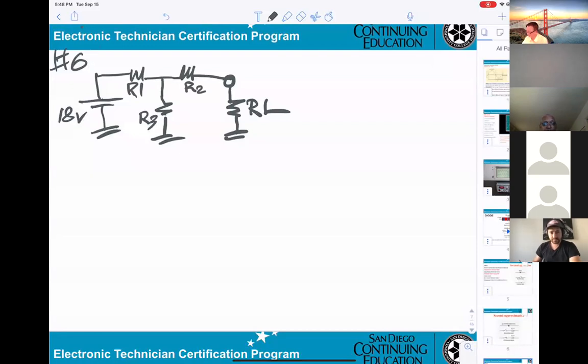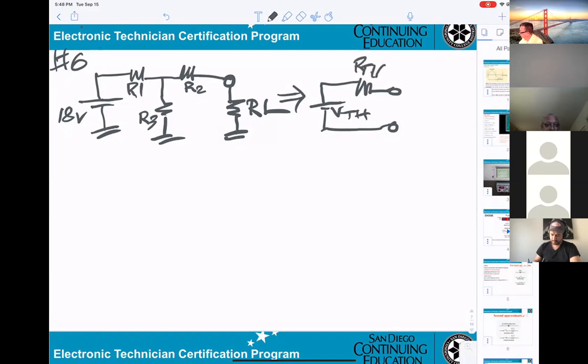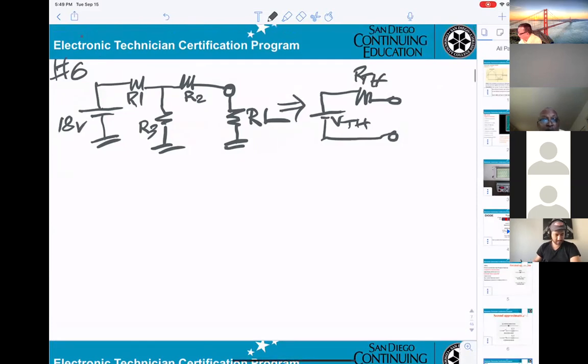Okay, what they want is to turn this circuitry into only one source and one resistor. That's what they want. And that V here they call V Thevenin. So your job will be to calculate the V Thevenin. V Thevenin means the voltage across the open circuit.